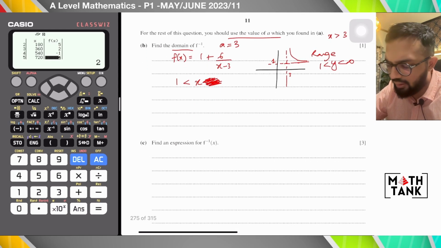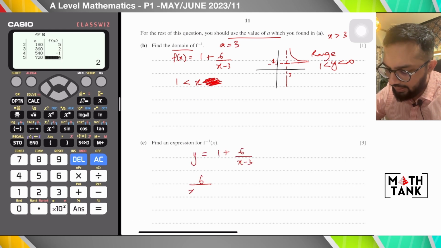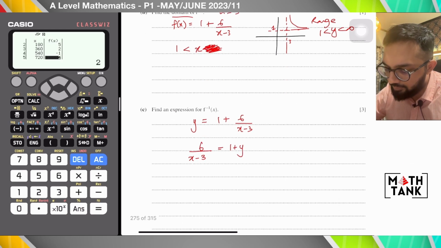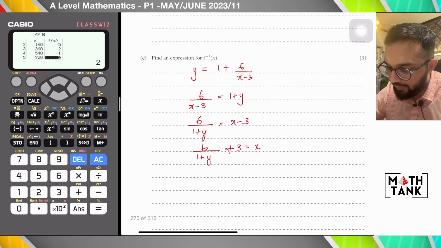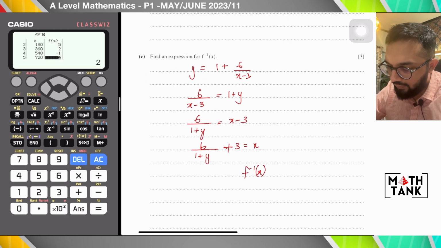Then I have to find the inverse, and that's, I think, simple. And just go on and do this function simply. I'm going to say that 6 over x minus 3 equals 1 plus y. 6 over 1 plus y equals x minus 3, and 6 over 1 plus y plus 3 equals x. So that's f inverse of x, 6 over 1 plus x plus 3.